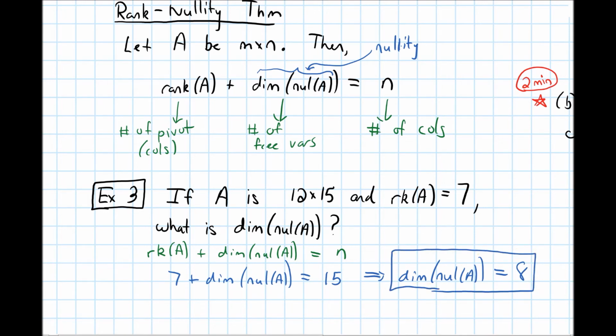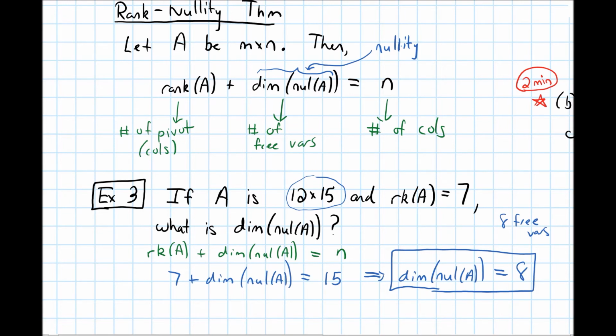So one thing I should always do is I should do a reality check. Based off of the size of my matrix, I should ask myself, is this possible? So when we said that the dimension of the null space is 8, we're saying that there are 8 free variables. 8 free variables. And in a 12 by 15 matrix, well, that's definitely possible. We could have 8 free variables. So this is absolutely our answer.